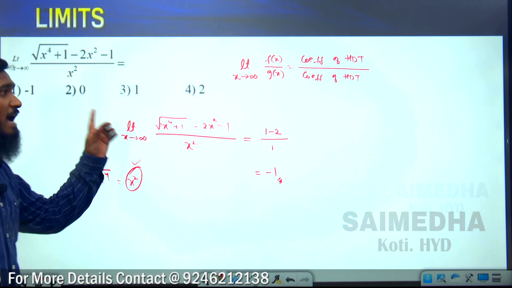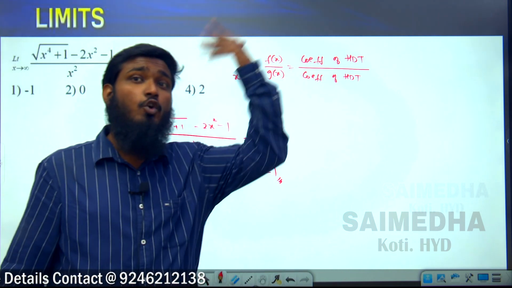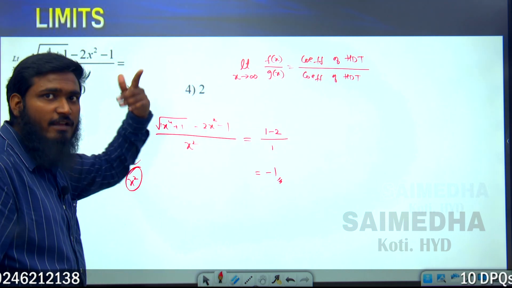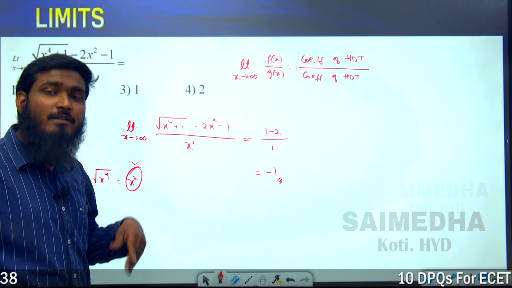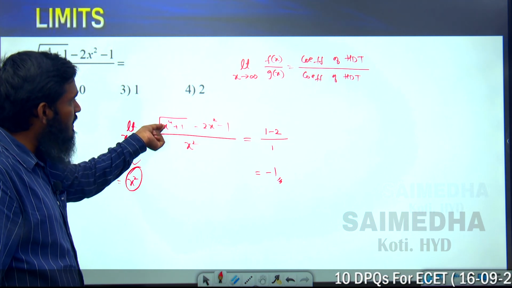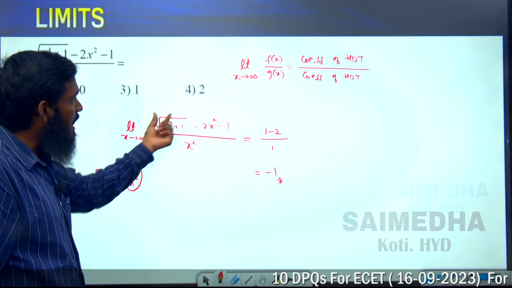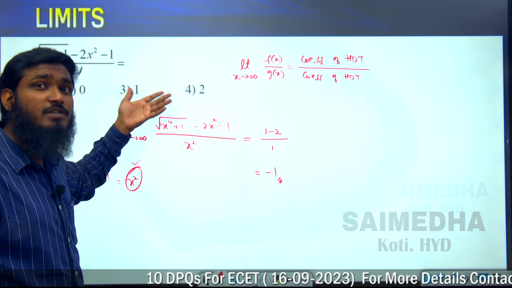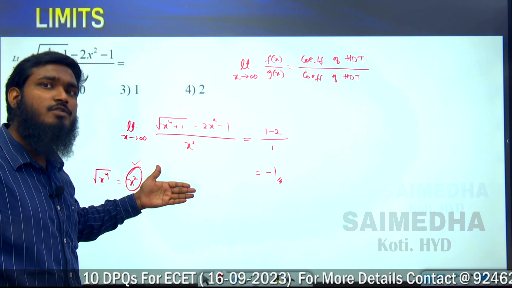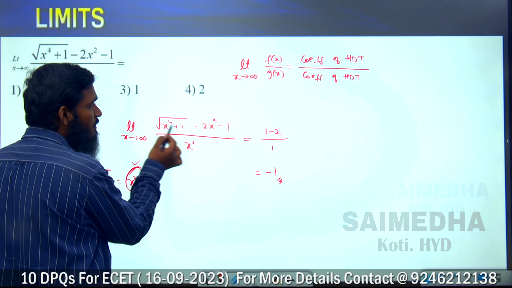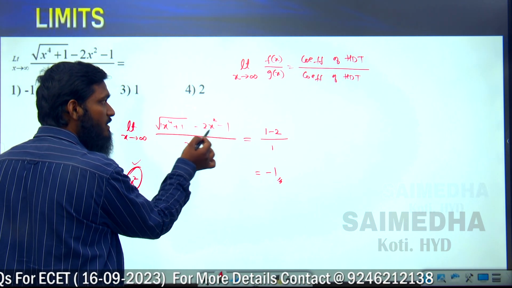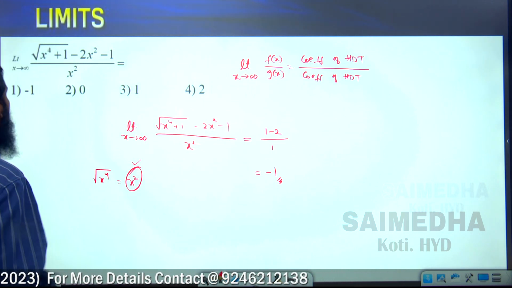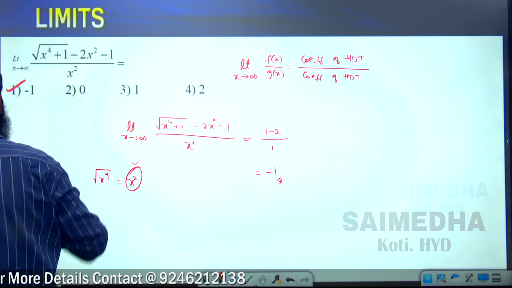Understood now? Whenever we are having the under root concept, we have to assume that. We can't take the under root of x power 4 and 1 separately. But we are assuming that if we take the under root of this, it becomes x square. After becoming x square, the highest degree term is x square. We take the coefficient of x square from the numerator, 1, and from the denominator, again x square. So it is -2 divided by 1. Like this we have taken it. So -1. Which option is that? The first option is correct.